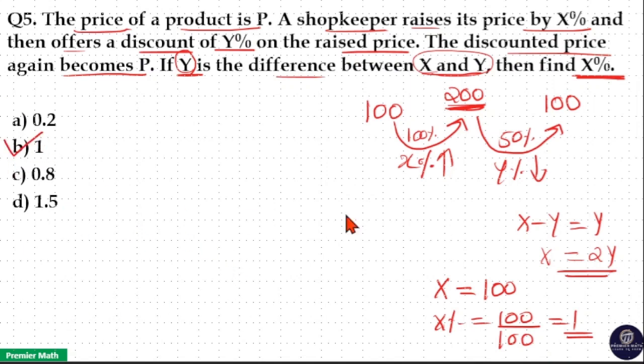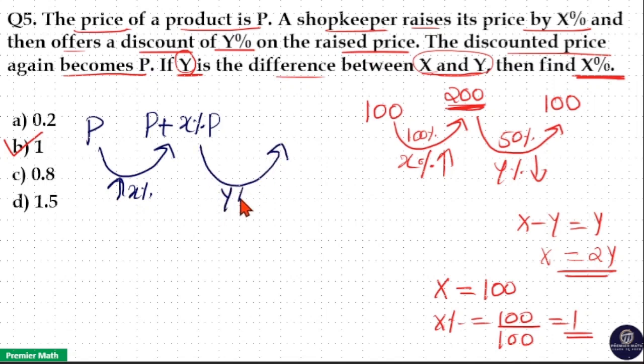Now this question can be solved in a different method as well. That is, here initial price is P. Now this is increased by X percentage. That is P plus X percentage of P is the increased price. Now again this shopkeeper is giving Y percentage discount, which means the final price becomes P. Now you can see here Y percentage of this increased price is X percentage of P, because the difference between P and P plus X percentage of P is X percentage of P.